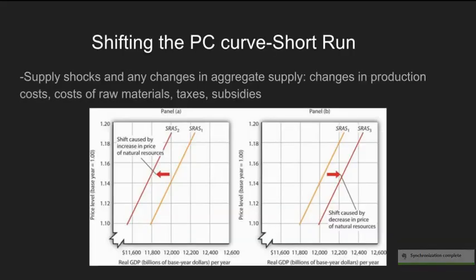So shifting the Phillips curve in the short run comes from shifting the aggregate supply to the left or the right. So supply shocks and any changes in aggregate supply change the Phillips curve, like changes in production costs, cost of raw materials, taxes and subsidies. Those are the factors that change the Phillips curve. And just remember that any changes in aggregate supply affect the Phillips curve in the opposite way. So decreases in aggregate supply shift the Phillips curve to the right, and increases in aggregate supply shift the Phillips curve to the left. So they're oppositely linked. Just remember that.